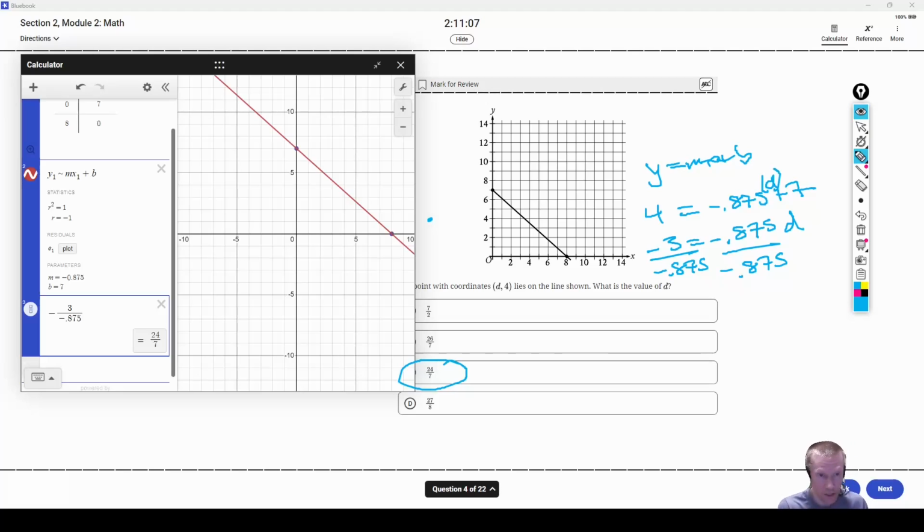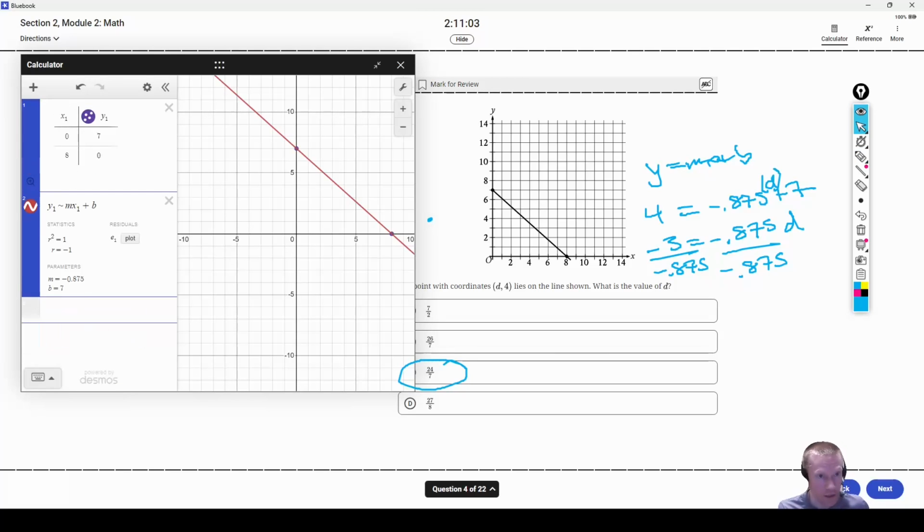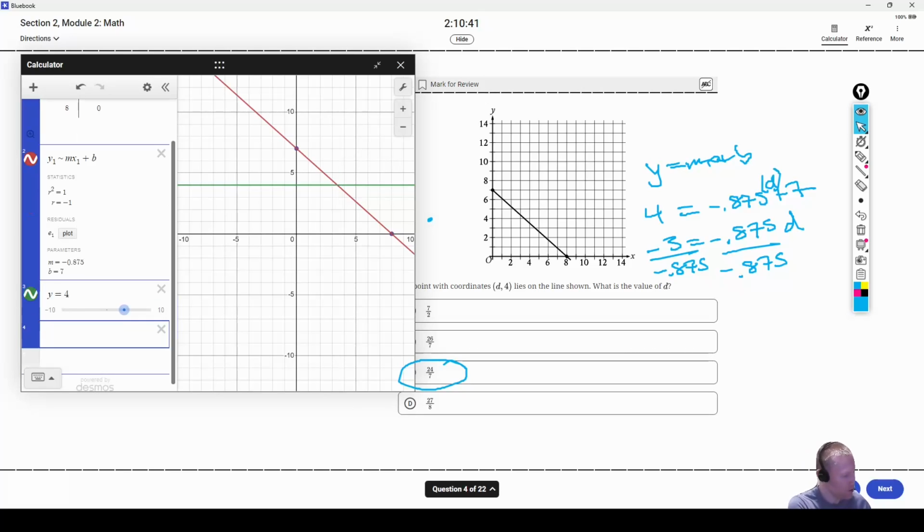Now I will show you the much quicker and easier way to do this, where you do the entire problem in Desmos. Do the linear regression, and we get the equation of the line. Then we're trying to find the x-coordinate that has a y value of 4. So I'm going to graph the line y equals 4, and then see where they intersect. Okay, where do they intersect? Well, 3.429.